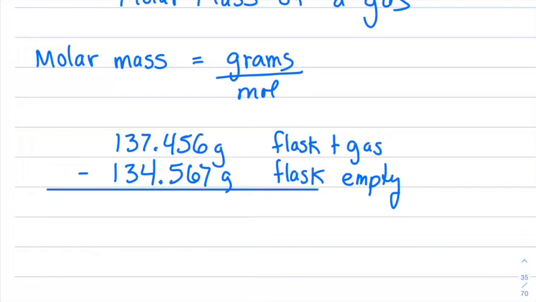Anyone want to bravely type in what they got for their mass of gas? All right, so I'm seeing 2.889 from Clinton. Anybody else got something similar or different? All right, so it looks like Angie and Kimberly have the same, and Francis as well. All right, so any questions on how we got our grams of gas?